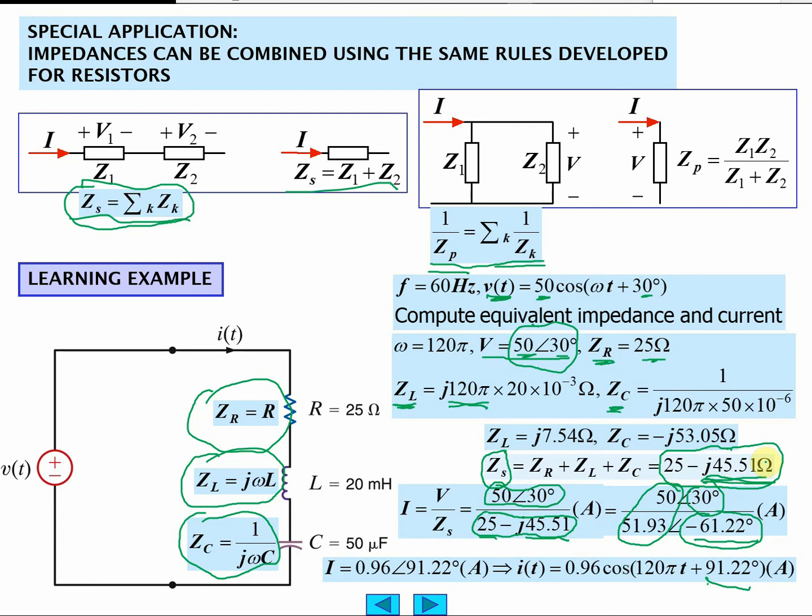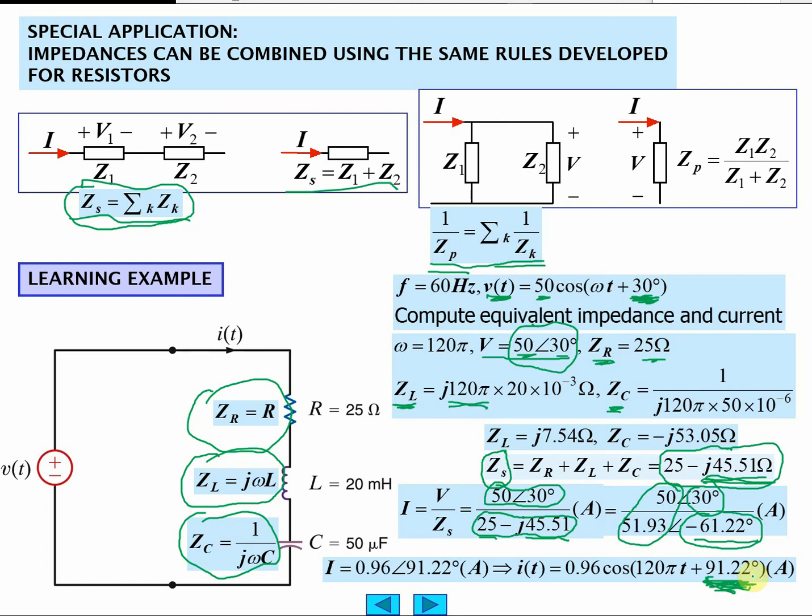There we go. The voltage is at a positive 30-degree phase angle. The current is 61.22 degrees ahead of the voltage. It leads the voltage by 61.22. So when voltage is 30, total phase angle is 91.2. Okay.